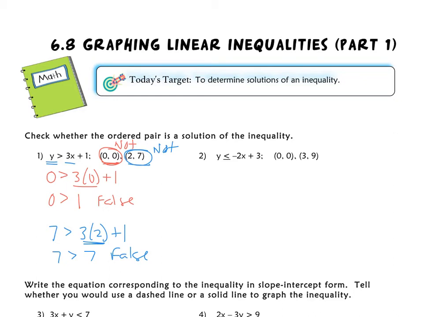Now the idea here is, and you're going to see that I'm going to do this again on the second example, which point is easier to test? Well, I believe that (0, 0) is always the easiest point to test, the origin. So keep that in mind later on when we get to the graphing.